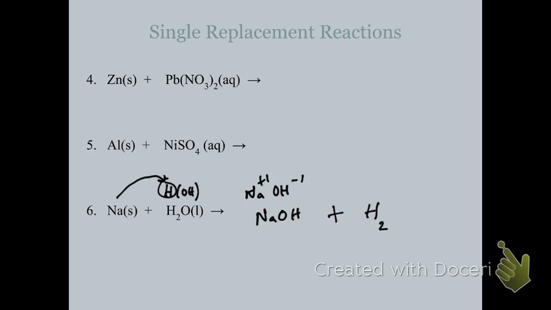So let's take a look. We have 3 H's on this side, so we'll need 2 NaOH. What that does is I need to put 2 and 2. I believe that's correct. You probably want to check my work, but I think that's correct.